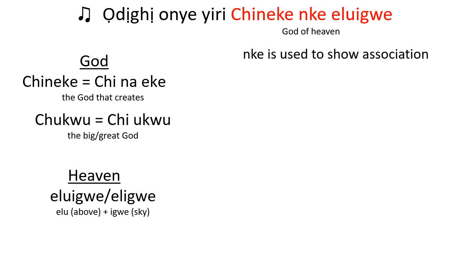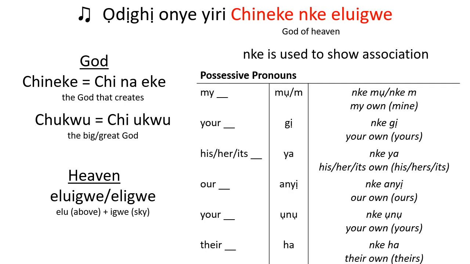You may also hear nke used with possessive pronouns, so let's quickly discuss another set of pronouns. Possessive pronouns come after a noun and they're used to show ownership. Igbo possessive pronouns are identical to the object pronouns that we just discussed, but those ones came after a verb. So, the possessive pronouns my, your, his, her, its, our, your in the plural form, and their are also mo or gị, ya, anyị, unu, and ha.